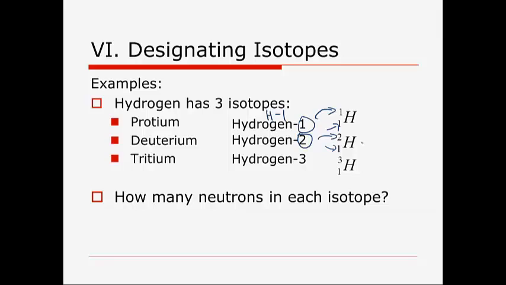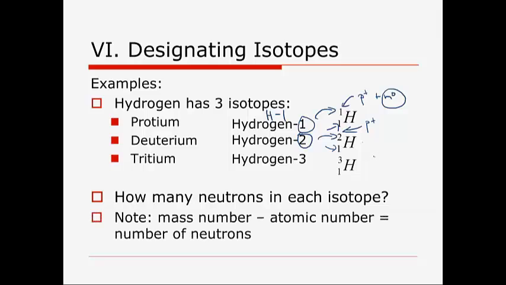Now, how many neutrons in each isotope? Don't forget, this is the mass number. This is the protons plus the neutrons. This down here is just the number of protons. So if you want to figure out how many neutrons, simple: take the mass number, the top number, subtract the atomic number, and you get the number of neutrons. So 1 minus 1 means the neutrons for this one is 0, 2 minus 1 gives you 1, and 3 minus 1 will give you 2.